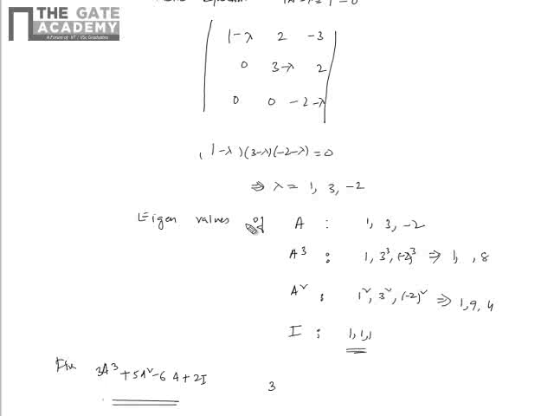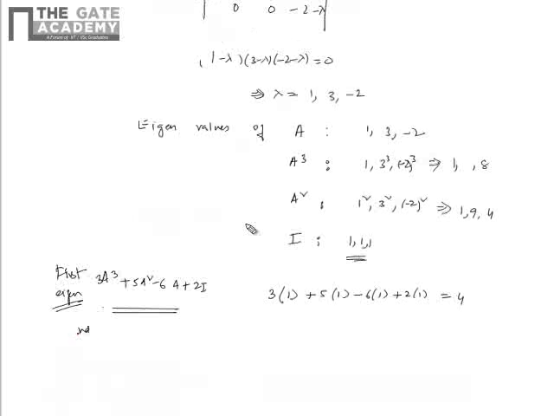Let's first calculate the first eigenvalue. The first eigenvalue of this will be 3 times A cube, where the first eigenvalue is 1, plus 5 times A square, first eigenvalue 1, minus 6 times A, plus 2 times 1. So 3 plus 5 is 8, minus 6 comes out to be 2, 2 plus 2 is 4. So that is the first eigenvalue.